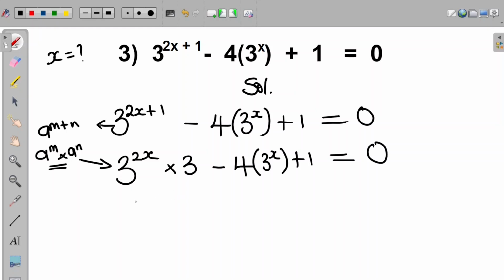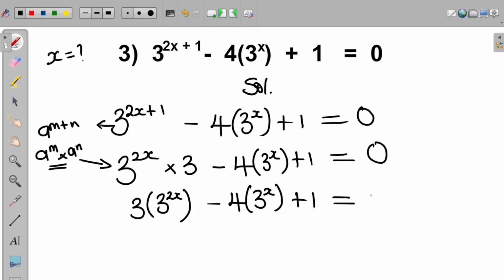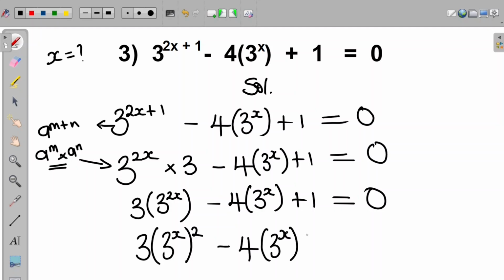So now the equation becomes 3 multiplied by 3 raised to the power of 2x minus 4, open your brackets, 3 raised to the power of x plus 1 is equal to 0. So we have that this is 3 multiplied by 3 raised to the power of x. I will push out the 2. So we have raised to the power of 2 minus 4 multiplied by 3 raised to the power of x plus 1 is equal to 0.